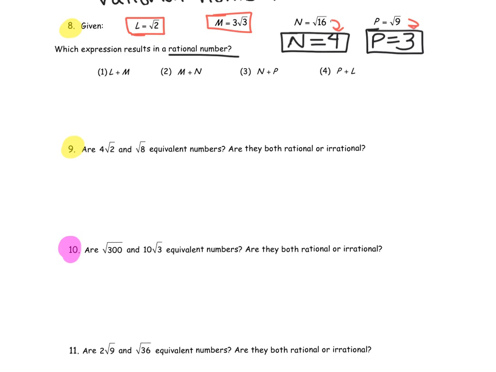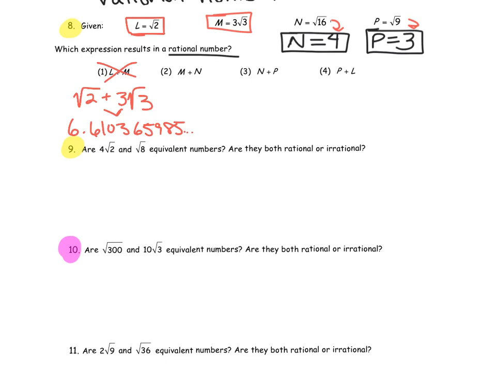L plus M. Well, let's see. I have L is radical 2 and M is 3 radical 3. So when I put this into my calculator, I end up getting 6.610365985... And that is irrational because this number again is non-terminating and non-repeating.